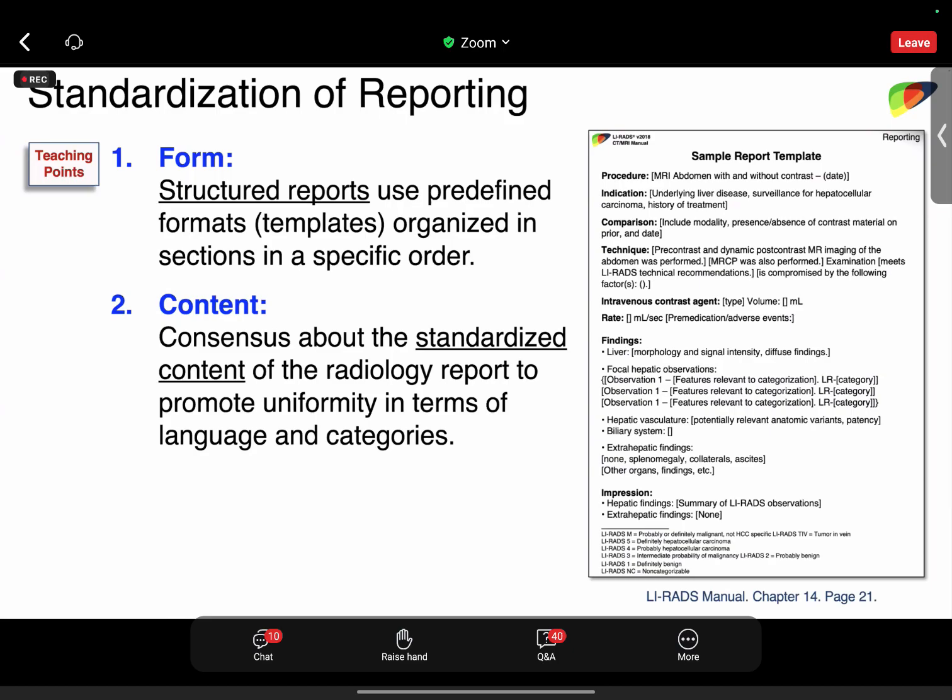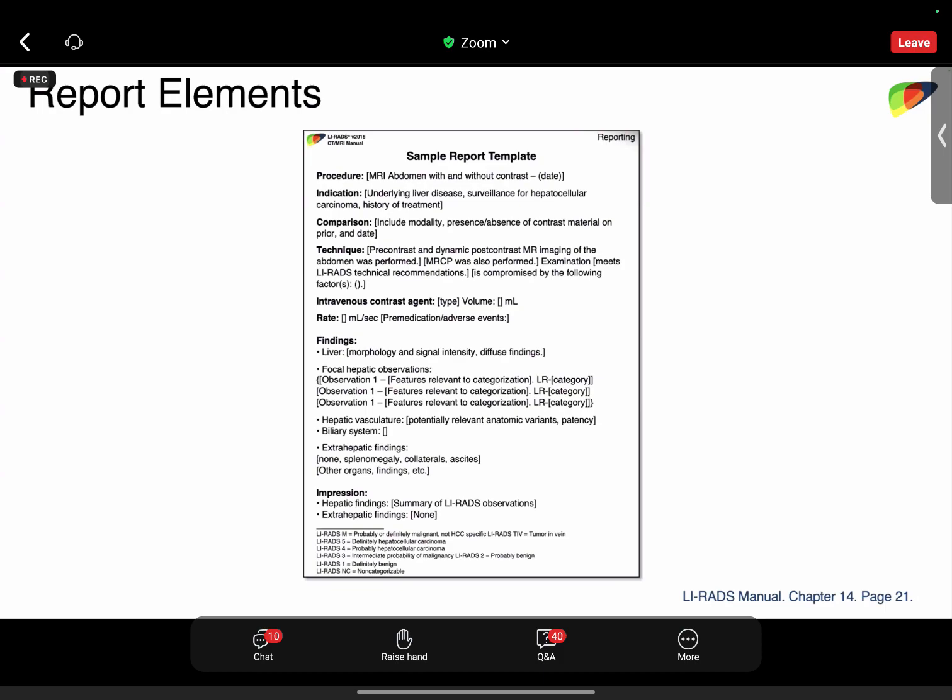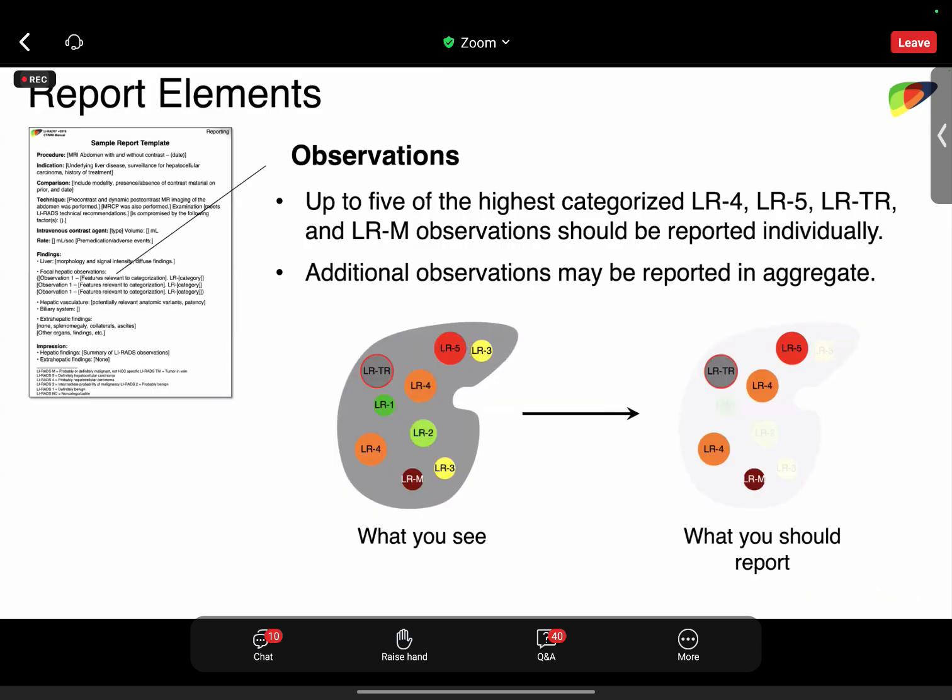So here's an example of the sample report template. In the interest of time, I will only enumerate the various sections. So there's procedure, indication, comparison, technique, choice of intravenous contrast agent, the rate, the findings, and the impression. I will focus on a subsection of the findings.